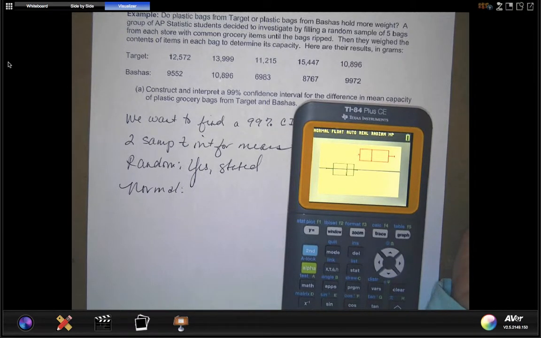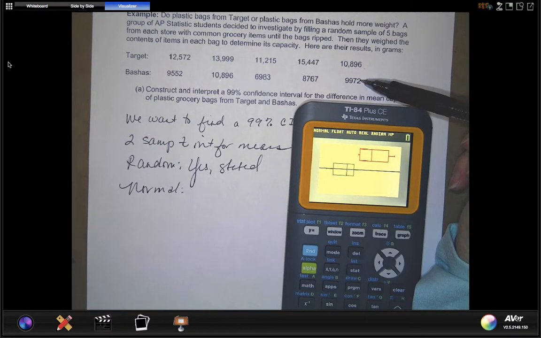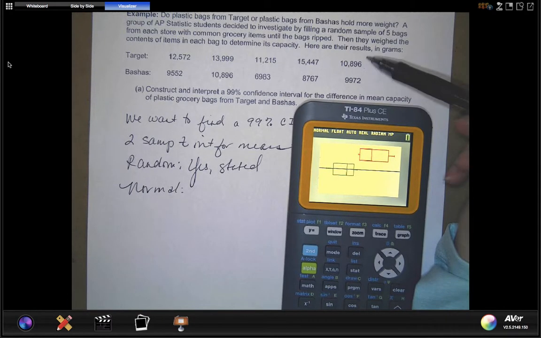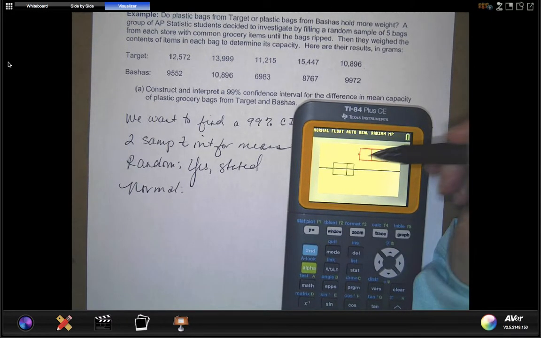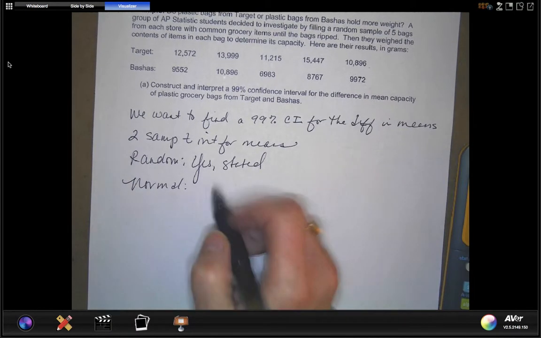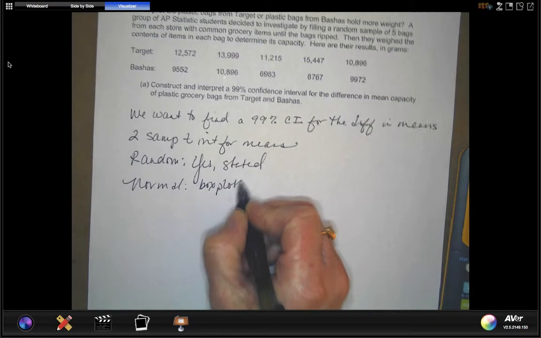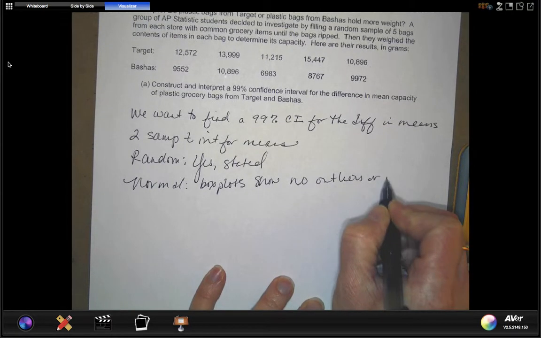Again, we only have 5 data points, and I'm not trying to prove that these 5 data points are normal. I am just trying to figure out, is it possible that they came from a population that's normal? Is there anything here that makes me think the population might not be normal? I don't see any major skew. I don't see any outliers, so therefore I am not that concerned, okay? So I can say box plots show no outliers or major skew.